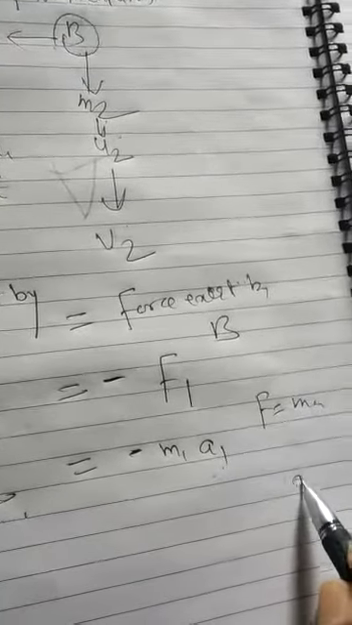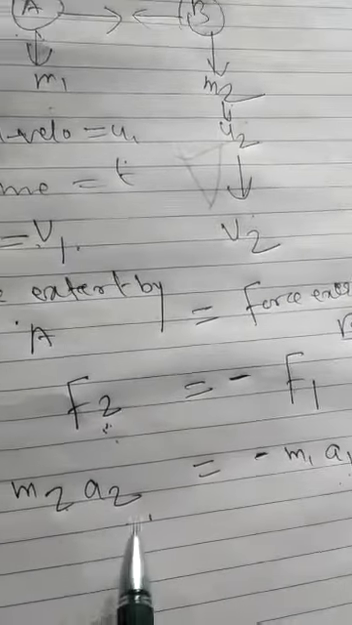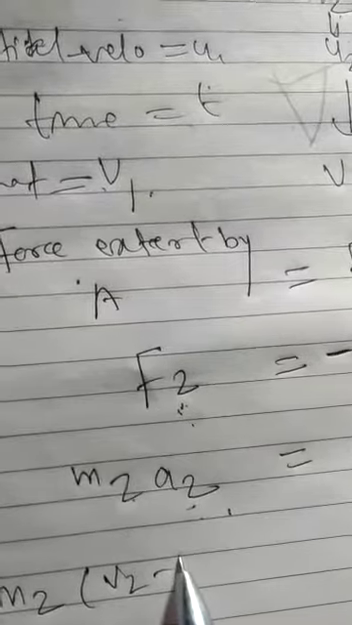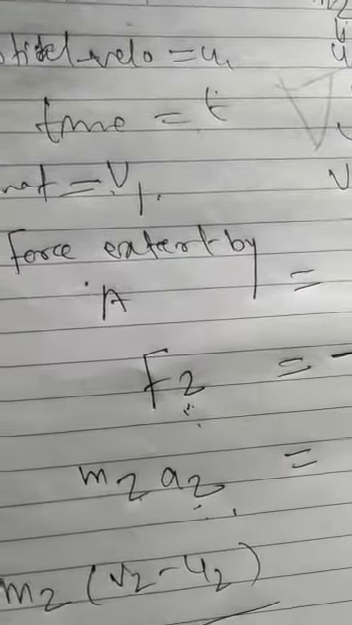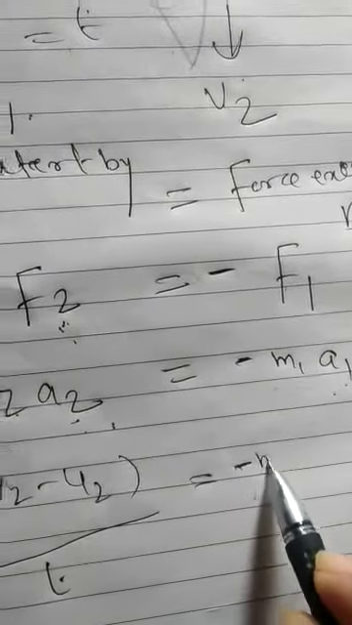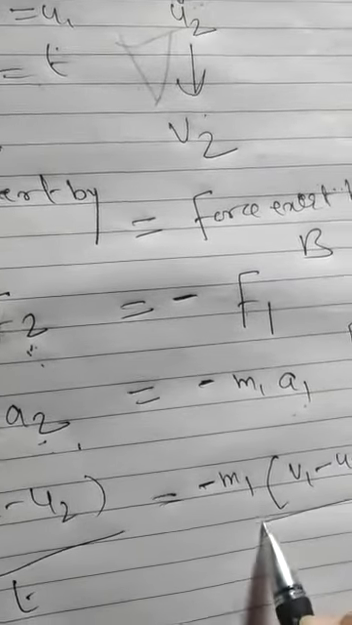But we know that acceleration is the change in velocity. We know that a is equal to v2 minus v1 upon t. So now put the value: m2 times a2, that is (v2 minus u2) upon t, is equal to minus m1 times (v1 minus u1) by t. Is it clear, students? In this mathematical expression, give careful attention.